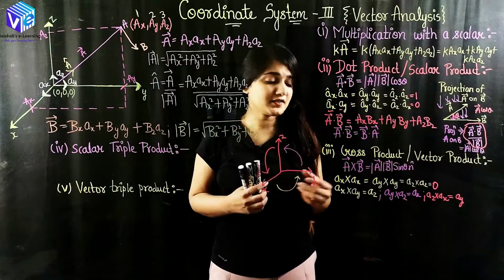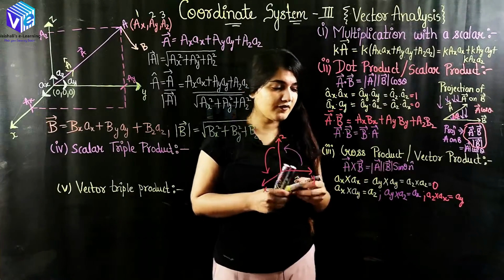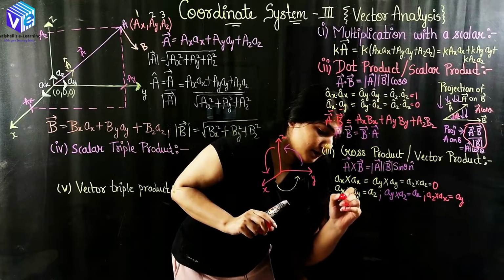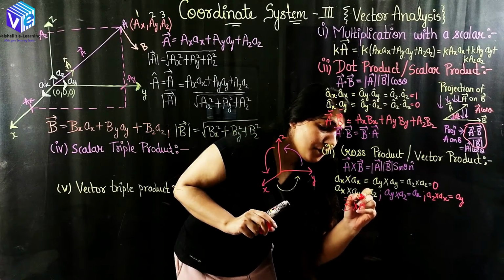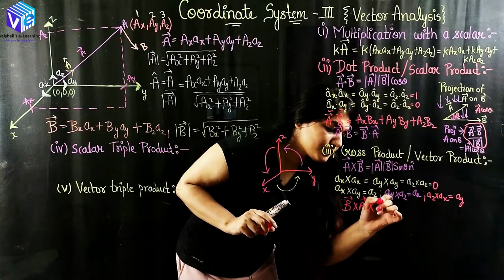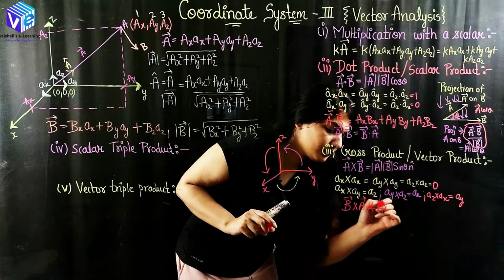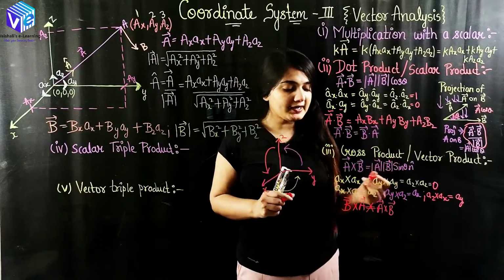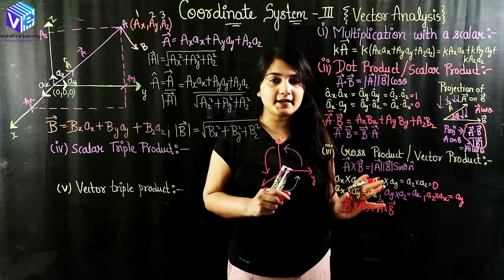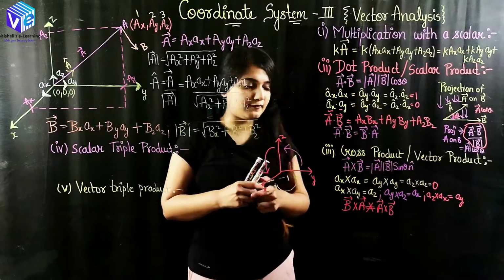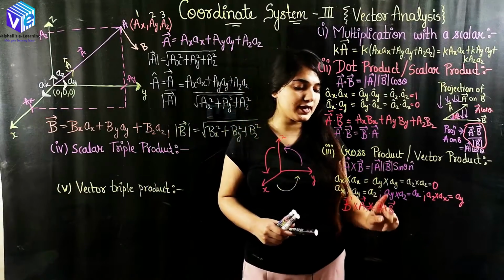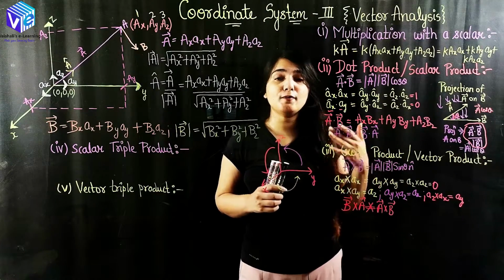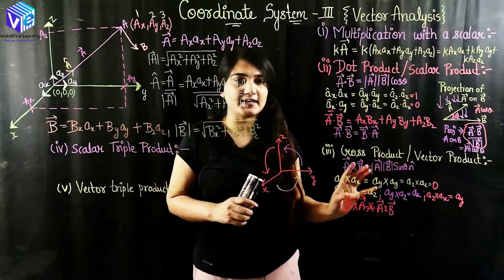And if someone asks me what is the reverse, if I have to find out B cross A, B cross A will not be equal to A cross B. Here we don't have this equality, which means this vector product will not follow the commutative law. So B cross A will not be equal to A cross B. If I have to find out ay cross ax, it will be equal to minus az. It will not be equal to az in this case.